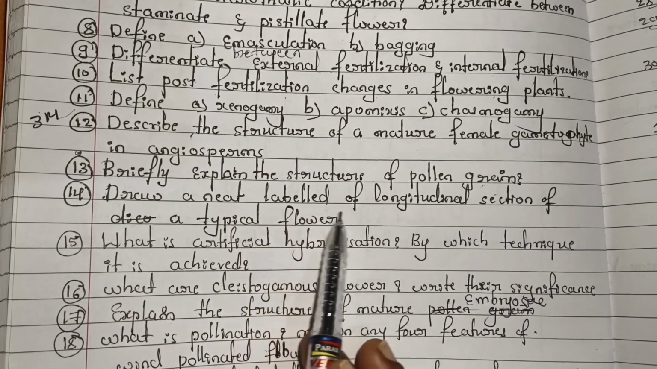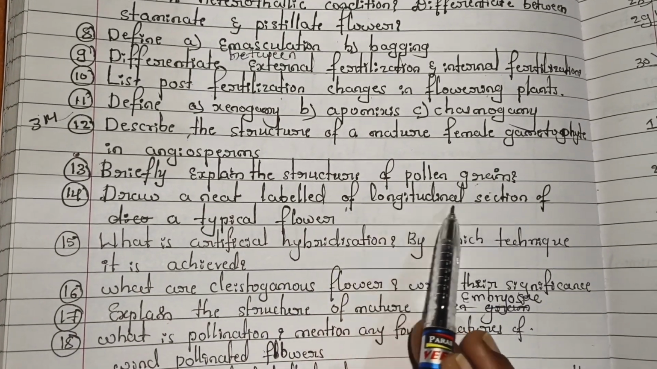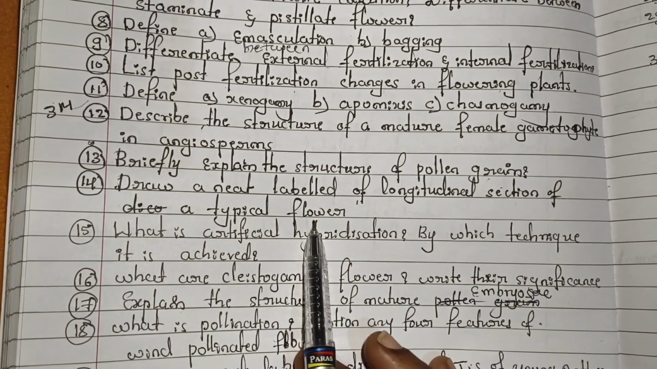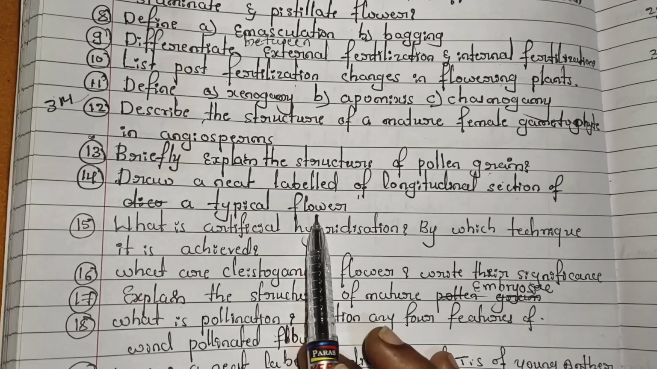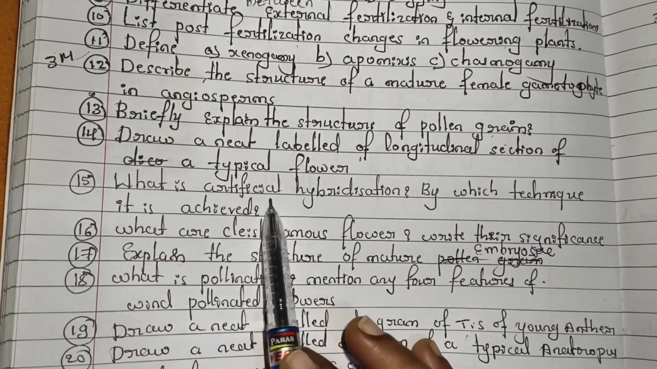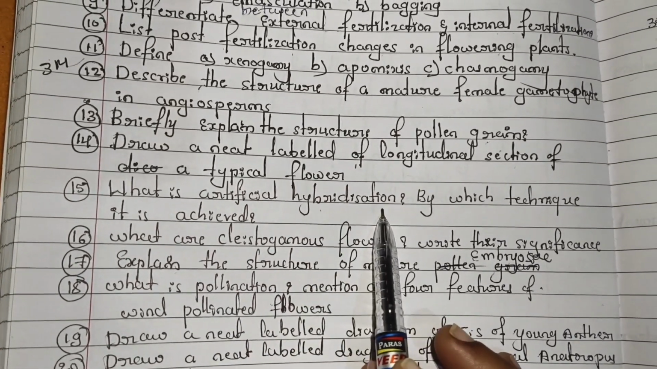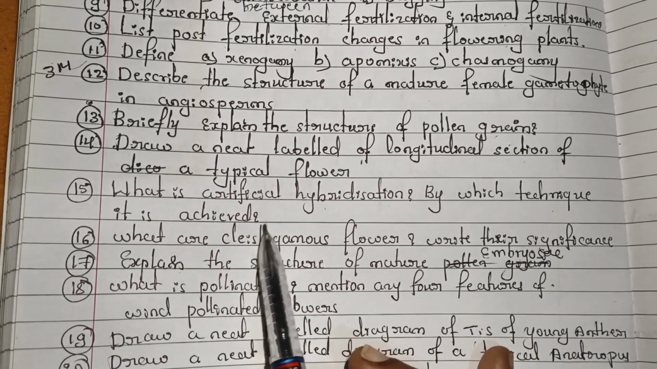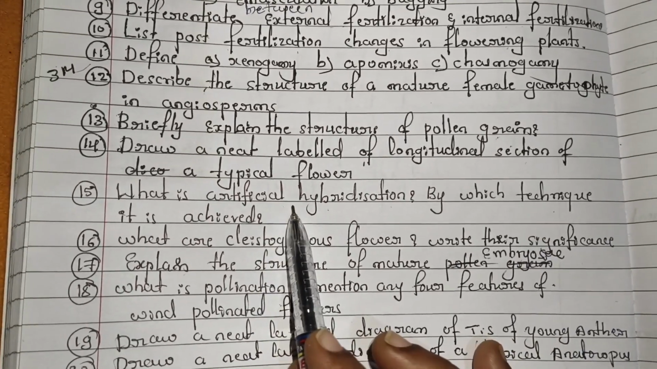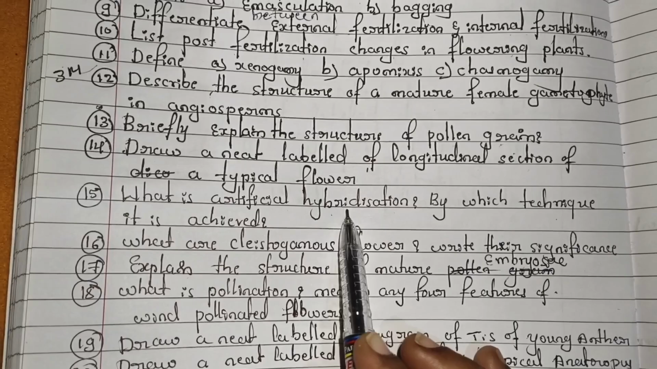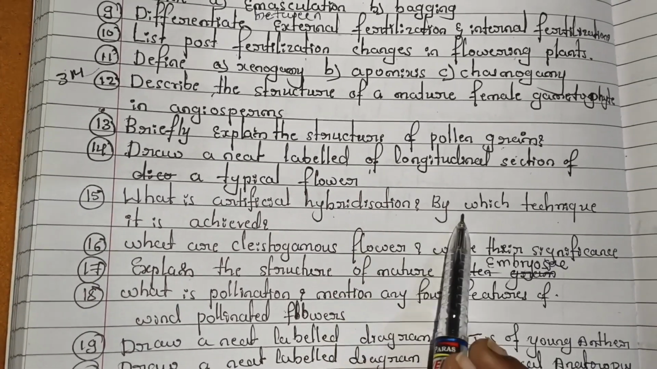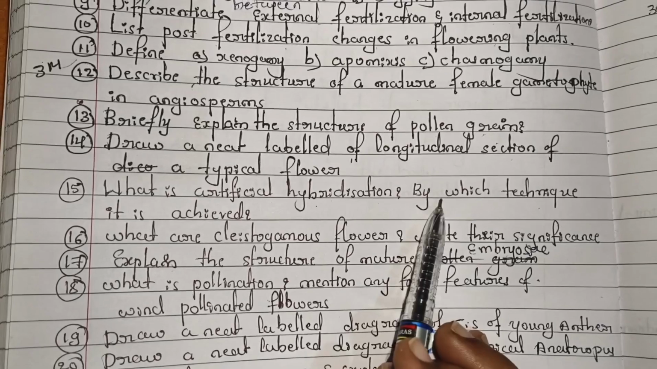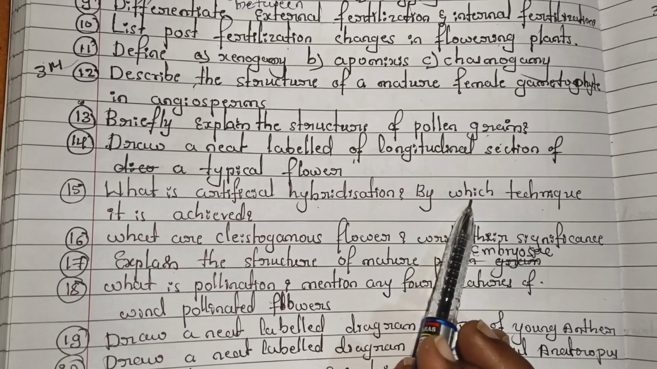Next question: draw a neat labelled diagram of a longitudinal section of a typical flower. You have to draw a flower diagram. Next question: what is artificial hybridization? By which technique is it achieved? Artificial hybridization means how hybrid formation takes place. For example, as given in NCERT, it is emasculation. So you have to write that technique and explain it.